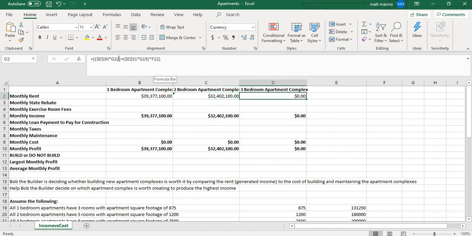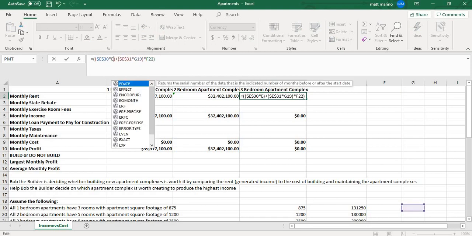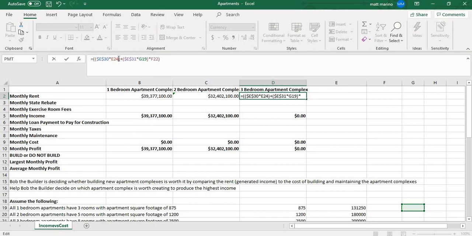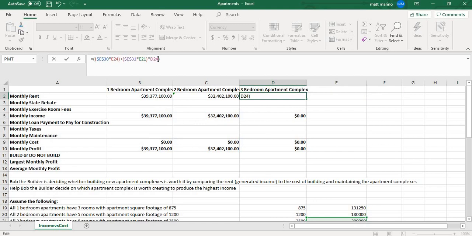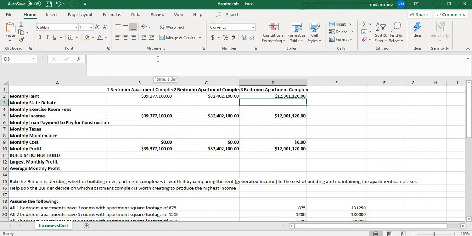Now we need to change our 3-bedroom. We change G22 to E24, which represents the number of rooms for the 3-bedroom. We change G19 to E21, which represents our square footage, and we change F22 to D24, which provides us with the number of apartments. You'll notice how great it is to own property and be able to rent it. Look at these nice figures here.